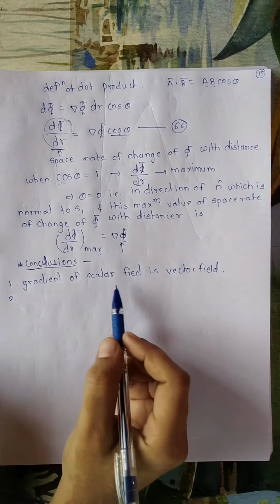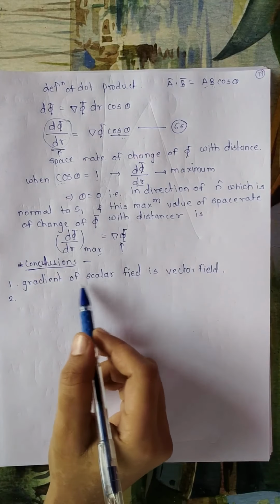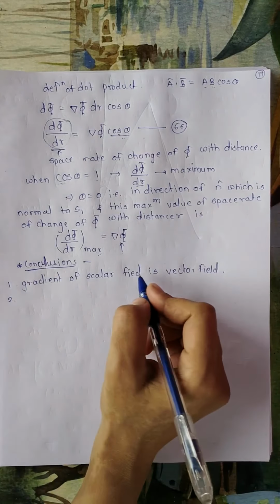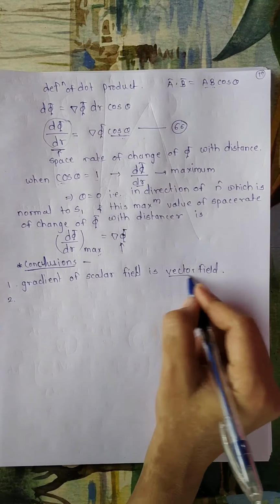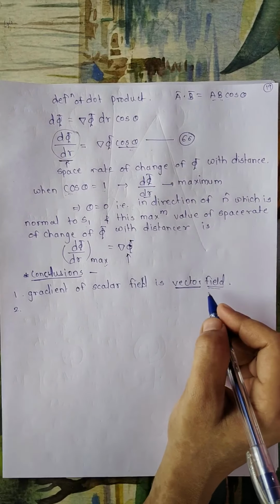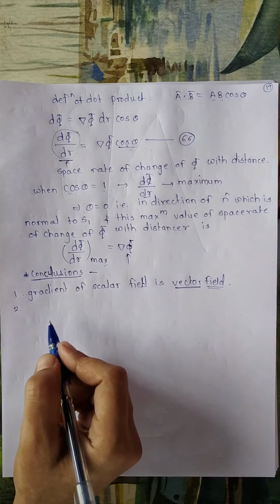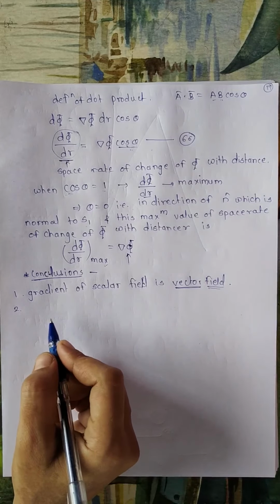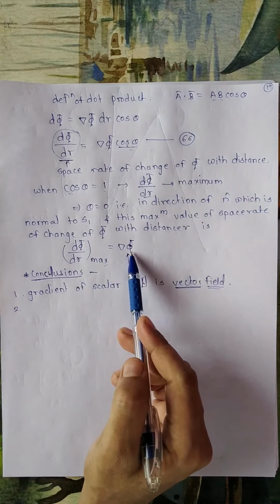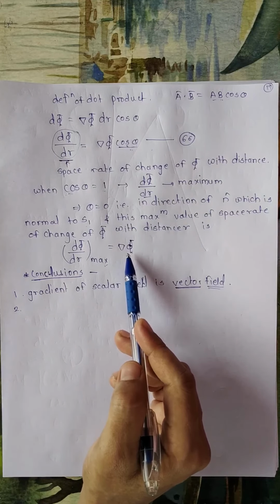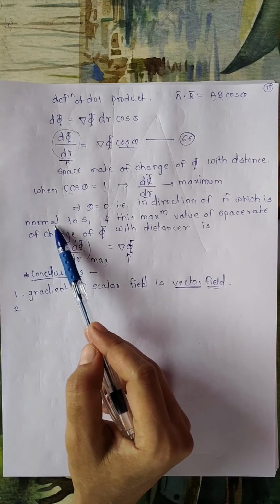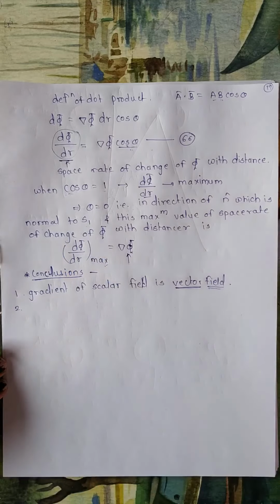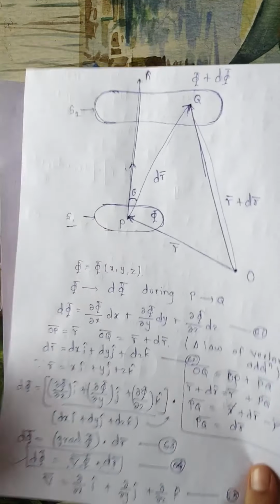The first conclusion is that if we take the gradient of a scalar quantity or the gradient of a scalar field, it is nothing but a vector field, meaning if you take del phi, you get a vector field. And the second conclusion is that the vector at any point measures the maximum space rate of increase of phi at that point, and it is directed along the normal to that level surface at that point. This is the second conclusion.